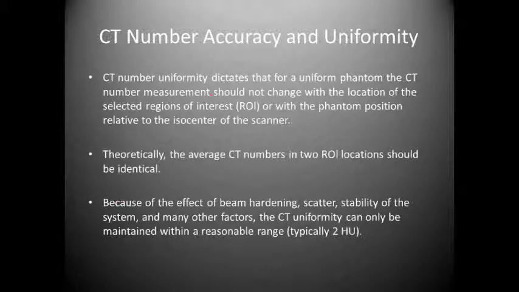So basically what we're looking at is, if you take a phantom and you're scanning through it, and you were to take a region of interest from this area and this area, you should see that CT numbers should be identical. If you were to move this region of interest here, you should see pretty much the same numbers coming up, and you shouldn't see a great difference when you're scanning through the same thickness. Because of the effect of beam hardening, scatter, stability of the system, and many other factors, the CT uniformity can only be maintained within a reasonable range, typically 2 Hounsfield units.